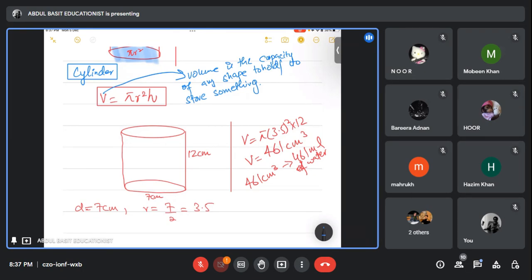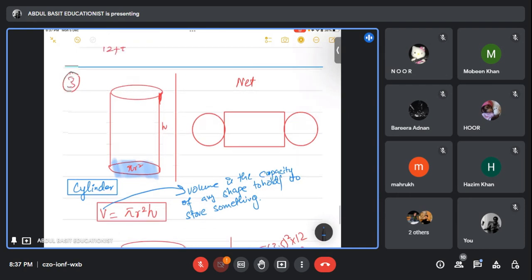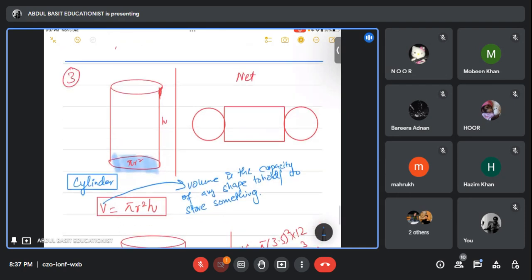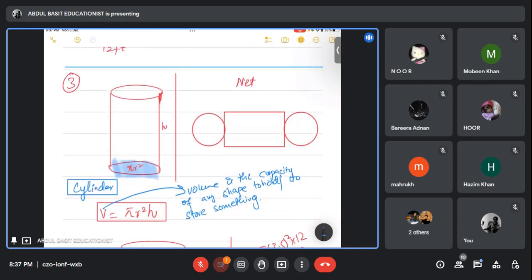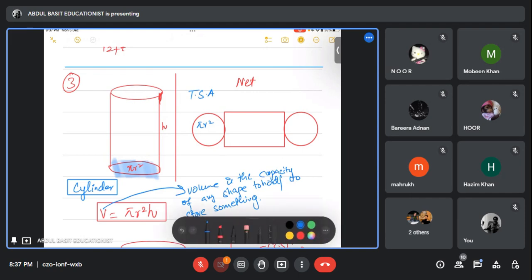Okay, so now the question is, what would be the total surface area? So, beta, you should not memorize this. I am making the formula for total surface area along with the net, please watch. Total surface area, I know the formula for this is pi r square. Agree? Yes, sir. But I'm talking about the total surface area, so we should know that it is, wait a minute.